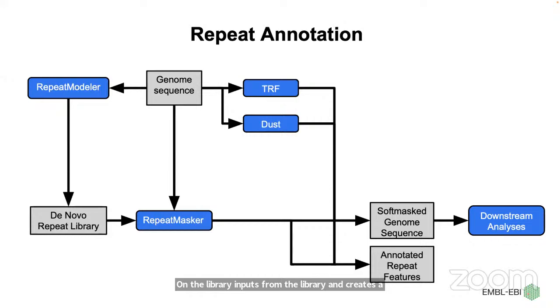In addition to running RepeatMasker, we also identify other kinds of repeats using different methods like TRF and DUST. And we annotate these repeat features, and these repeat tracks are provided on the Ensembl browser for users to check out where the repeats are present in the genome.